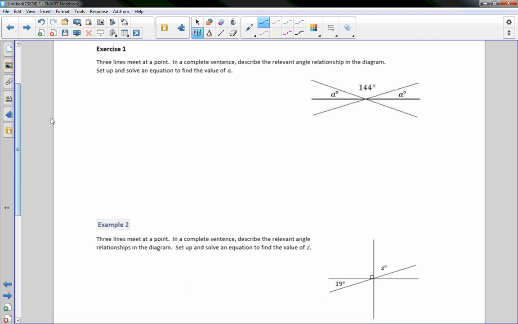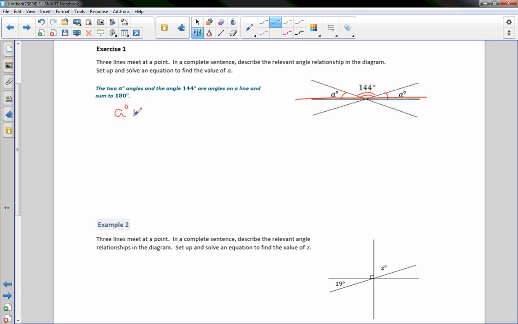Exercise 1. Now it's your turn. Pause the video, try this problem, come back, see how you did. Three lines meet at a point. In a complete sentence, describe the relevant angle relationship in the diagram. Okay, so the sentence says the two 2A degree angles and the angle that's 144 degrees are angles on a line. So what they're saying is we have a straight line right here formed by this angle and this angle and this angle. The three angles add up to 180 degrees.